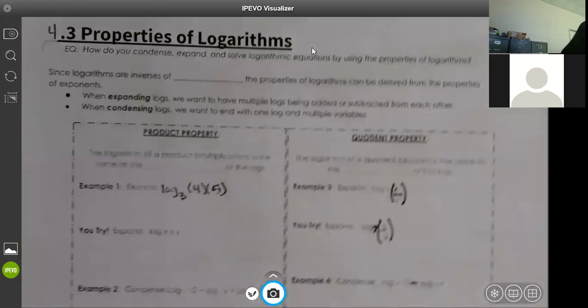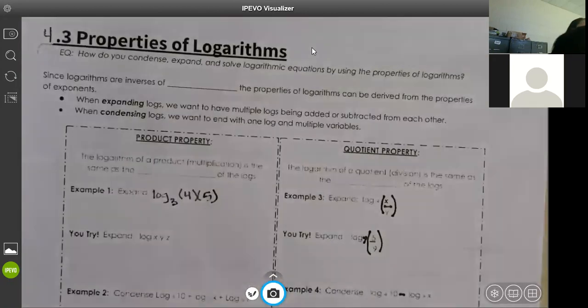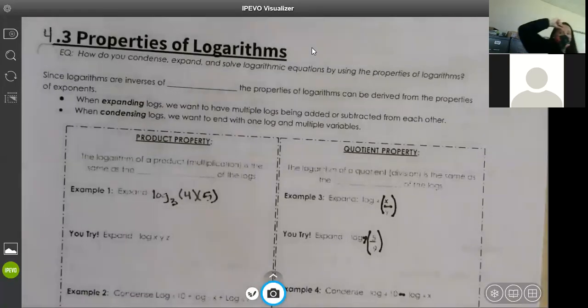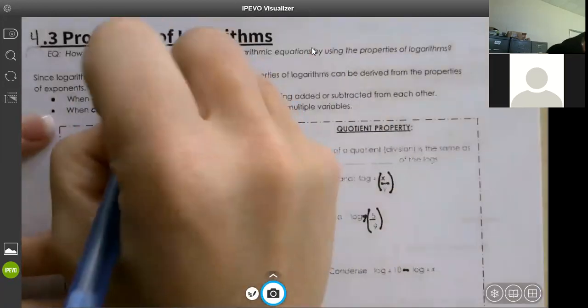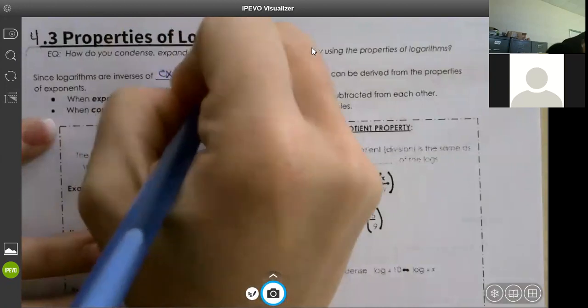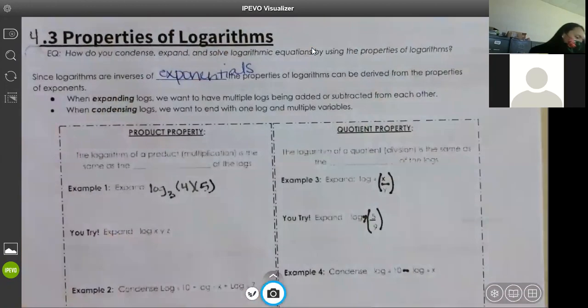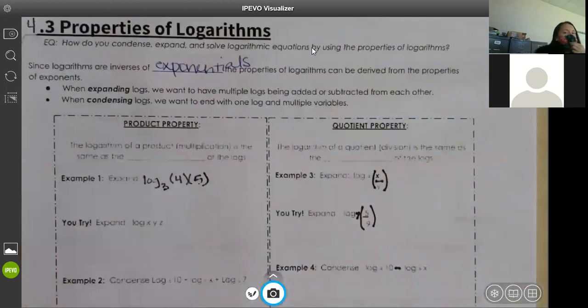Your condensing is going to be used to solve. All right. So since logs are inverses of exponentials, the properties of logs can be derived from the properties of exponents. So when expanding logs, we want to have multiple logs being added or subtracted from each other. And when condensing, we only want one log on the end.